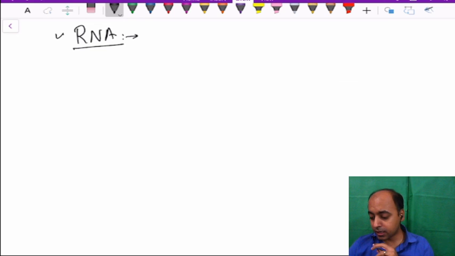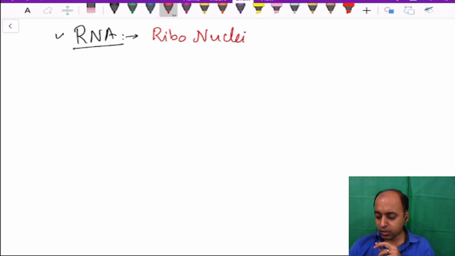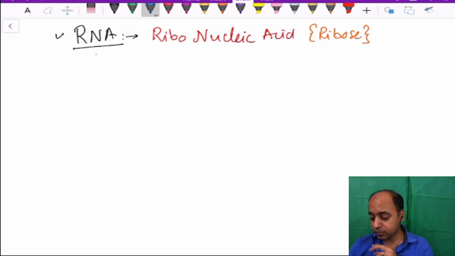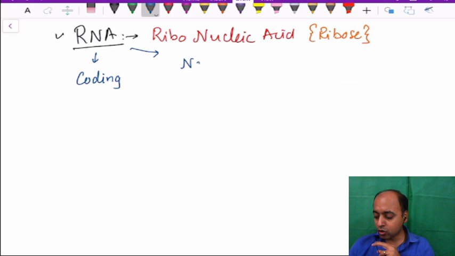As you know, RNA is the ribonucleic acid, meaning the sugar in this case is ribose. Now, when we talk about RNA, we quickly subdivide them into two subgroups. The RNA can be coding or it can be non-coding.